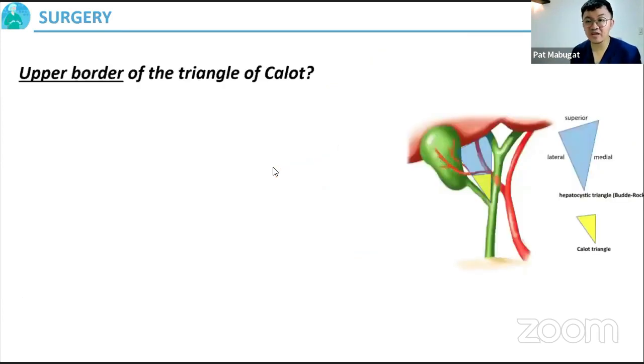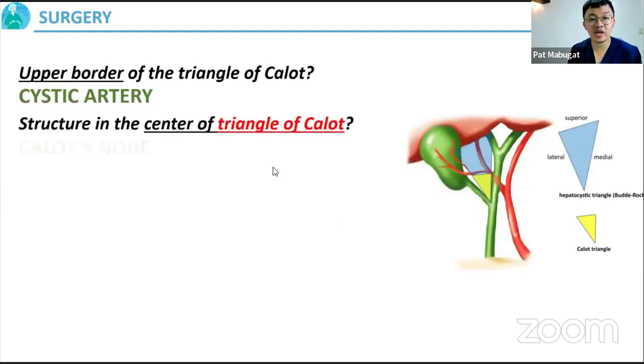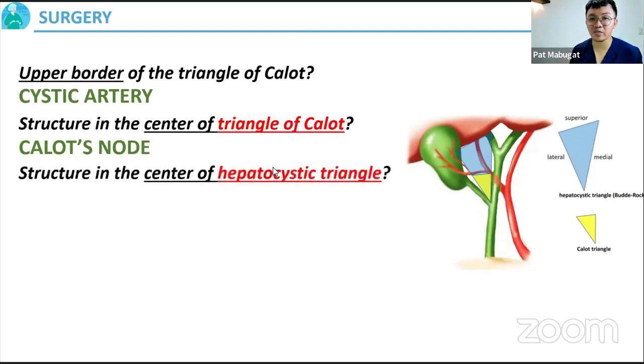The upper border of the triangle of Calot is the cystic artery. The structure in the center of the triangle of Calot is Calot's node. Now, the confusion lies in that Schwartz actually got confused himself, right? Because in Schwartz, he states that the hepatocystic triangle is the same as the triangle of Calot. But if we base it off anatomy books, they specify that the triangle of Calot is different from the hepatocystic triangle. As shown in this illustration right here, let me get my pen.